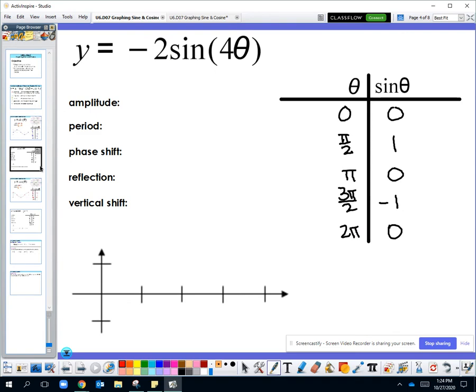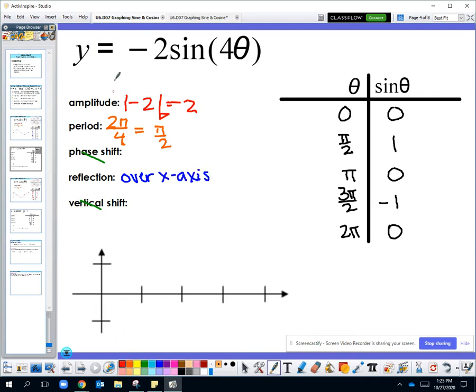Let's go ahead and graph a transformation of sine. So I've got the starting 5 coordinates already put into the table, and I need to identify some information. So the amplitude we know is the absolute value of A, and in this case, A is -2, so the amplitude is 2. The formula for period is 2 pi divided by the B value, and in this case, the B value is 4. So 2 pi divided by 4 is pi over 2. In this particular problem, we do not have a phase shift or a vertical shift, but yes, we do have a reflection over the x-axis.